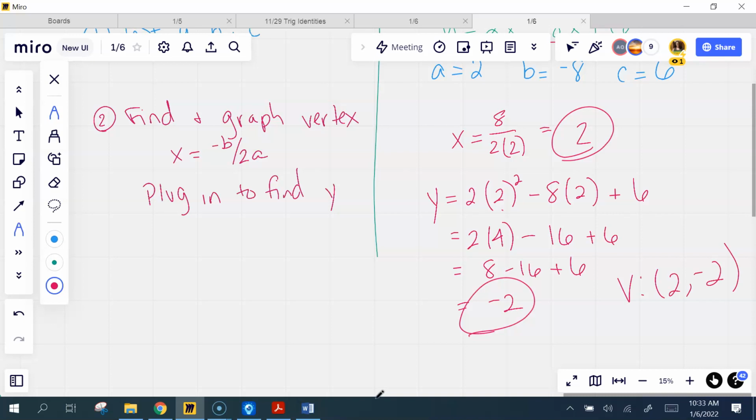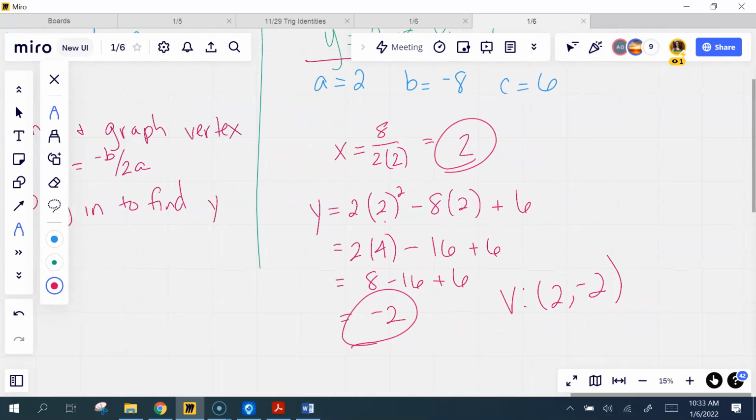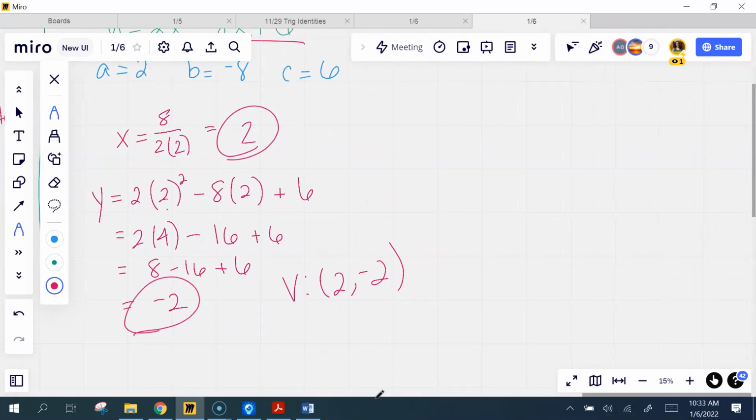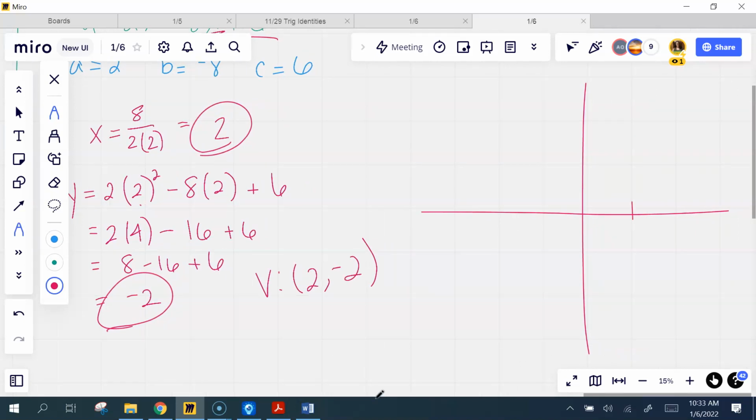So let's go ahead and graph that, and let's get that on my coordinate plane. This is where, if you have graph paper, that's fine. If you don't, that's okay too. All right, so I'm just going to go 2, negative 2. I'm going to put a point. You might want to put a little V there so you know that that's your vertex. While I'm here, I'm going to do just a light dashed line so that I remember that's my axis of symmetry. That's the line that I'm going to be reflecting over.